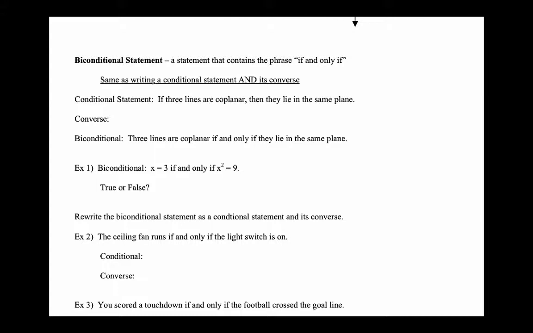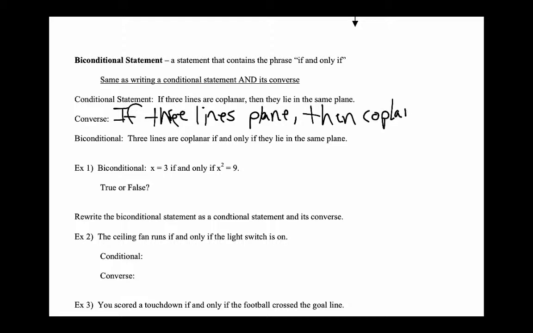For example, if I start with a conditional statement that says, if three lines are coplanar, then they lie in the same plane, the converse of that would be, if three lines lie in the same plane, then they are coplanar. The biconditional statement of that is going to take both of those phrases and put them together using the phrase "if and only if." So if you ever see that phrase, you're actually talking about the conditional statement and the converse rolled into one. So the biconditional would say three lines are coplanar if and only if they lie in the same plane.